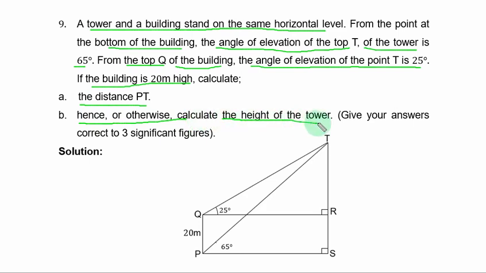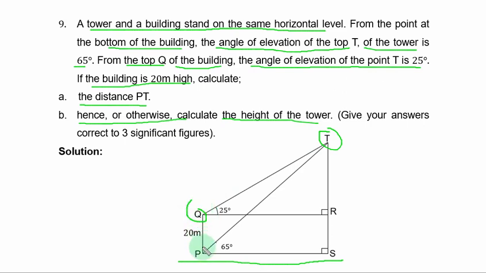Give your answers correct to 3SF. Solution. Considering all we have done so far in the previous examples and explanations, this diagram represents the information. TS is the tower, PQ is the building. The question says that the top of the tower is T, the top of the building is Q.